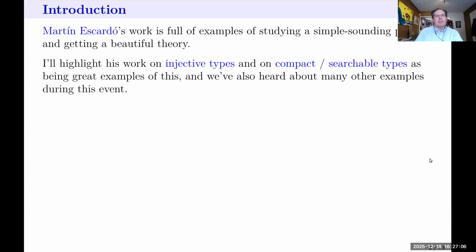So let me start by making a few comments about Martin's work. One of the things I love about a lot of his work that I've read is that it often starts with a very simple question and then leads to some very beautiful theory coming out of it. In particular, I've looked at his work on injective types and on searchable types or compact types, and I think they're great examples of this. Some students in the course I taught formalized these results for the Coq-HoTT library. That was where I learned more about them.